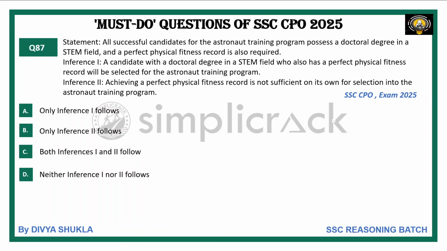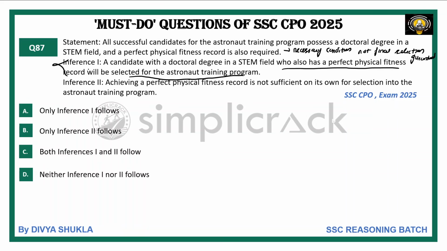Inference 1: a candidate with a doctoral degree in the STEM field who also has a perfect physical fitness record will be selected for the astronaut training program. Now understand this. I told you that this is a requirement, a necessary condition, but final selection is not guaranteed. In this inference one, it is saying that who also has a perfect physical fitness will be selected for the astronaut training program. This is totally incorrect.